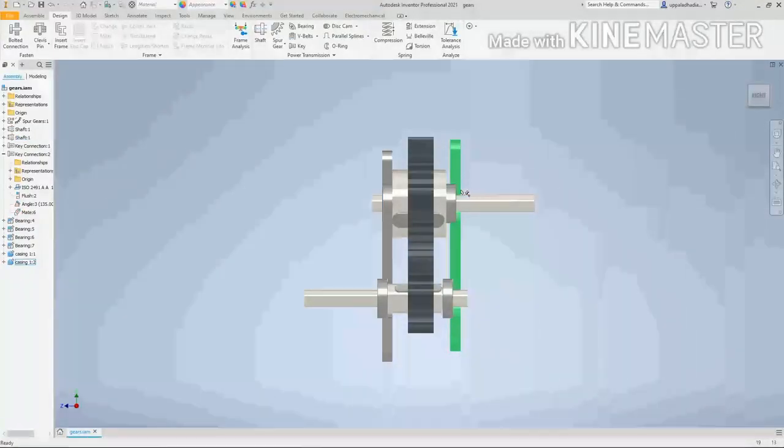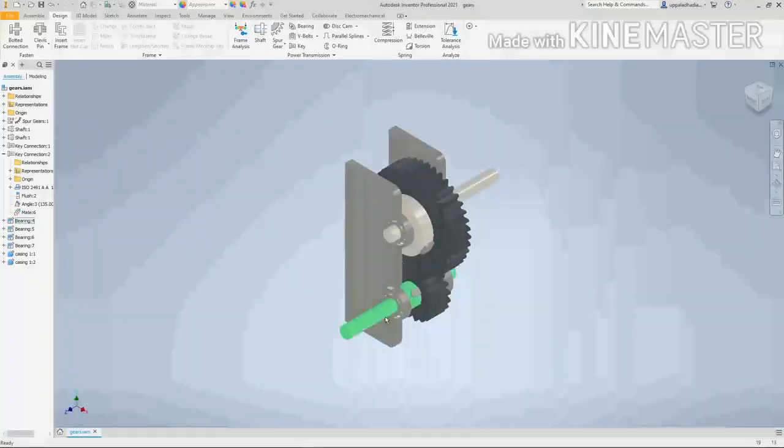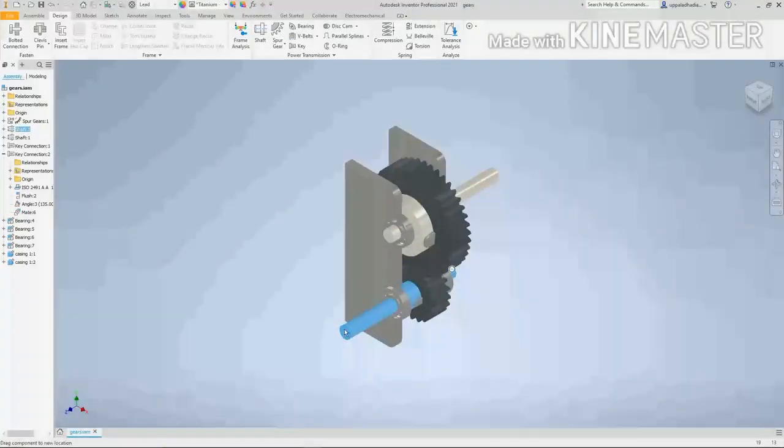And in general form, the motion transmission we can see like this. If the driving shaft rotates in this direction, then the driven shaft will rotate like this.